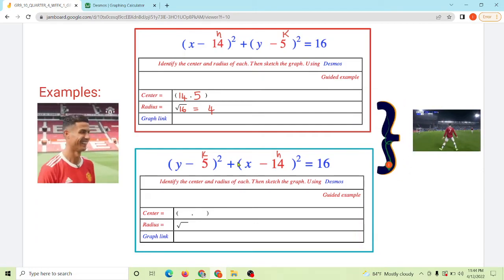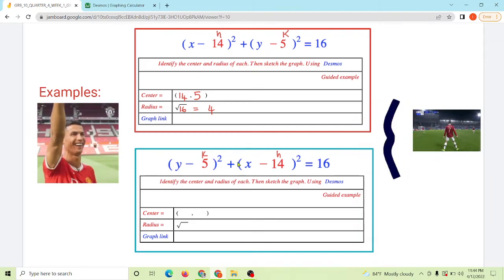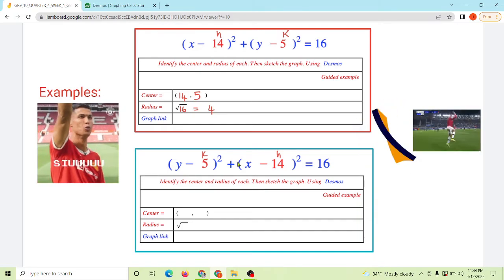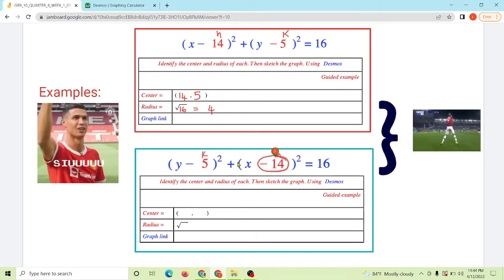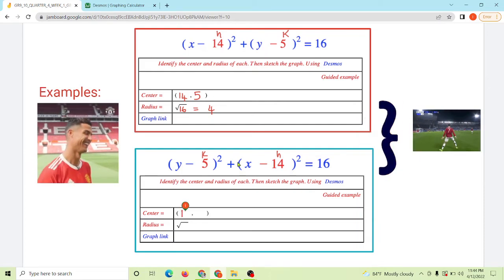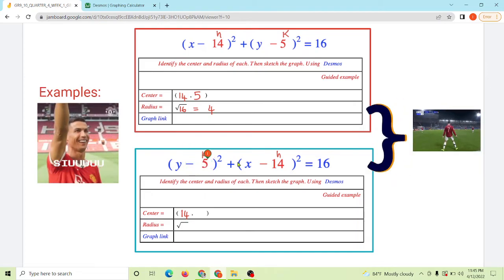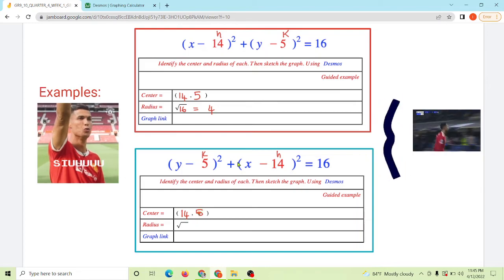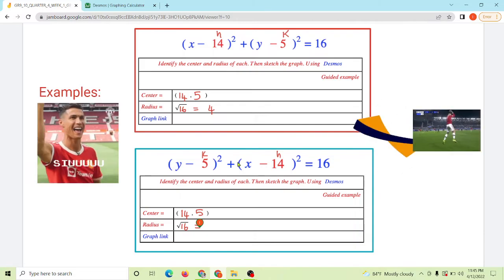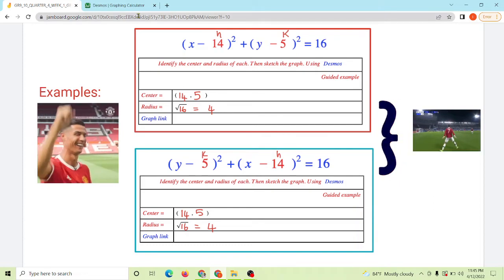I hope you can see that. So my h is still, what's the opposite of negative 14? It will be positive 14. And what's the opposite of negative 5? Well, that is just positive 5. So how do we get the radius? We take the square root of 16, which is equal to 4. Right, now let's graph this quickly.